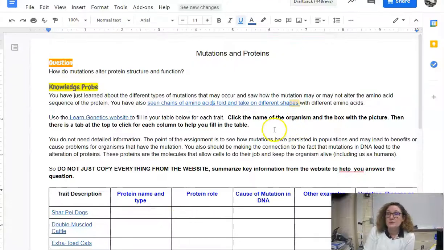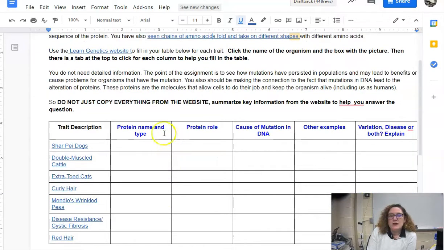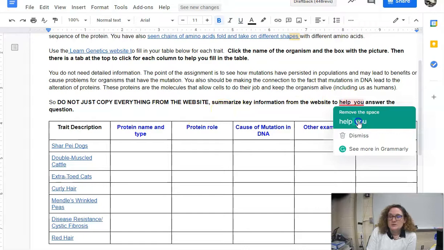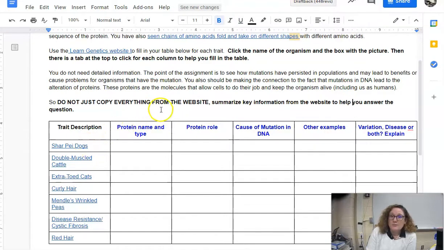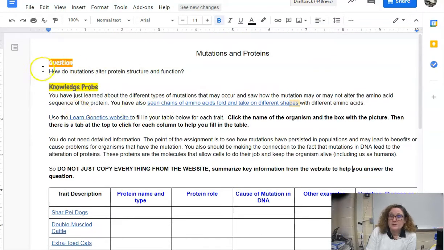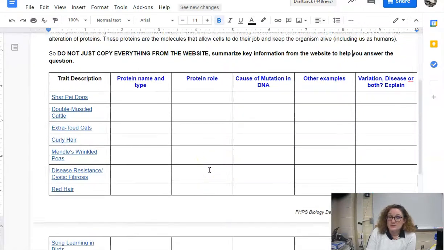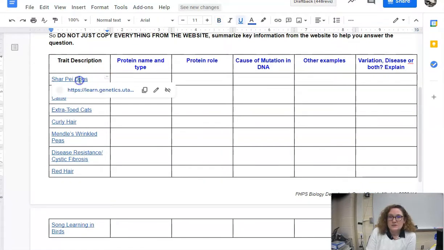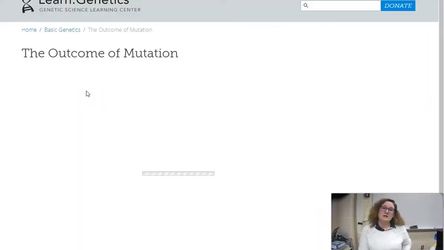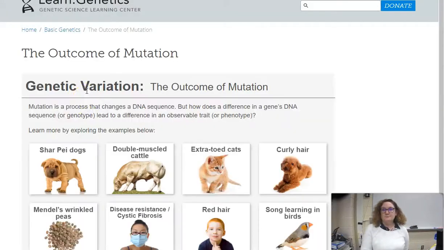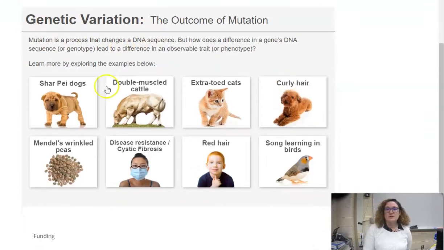So what you're going to do is use this Learn Genetics website, and you're going to fill out this table. You're going to look at specific proteins, and you do not need to copy down everything from the website. You're just summarizing it to help yourself understand a way to answer this big question. And the question is: how do mutations alter the protein structure and then the function of the proteins? So you're looking at these different organisms. When you click on it, it'll take you to all the different organisms you're going to look at.